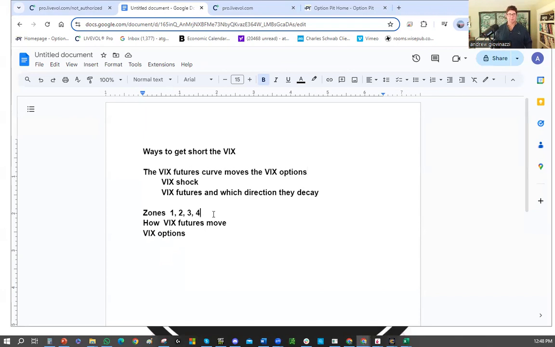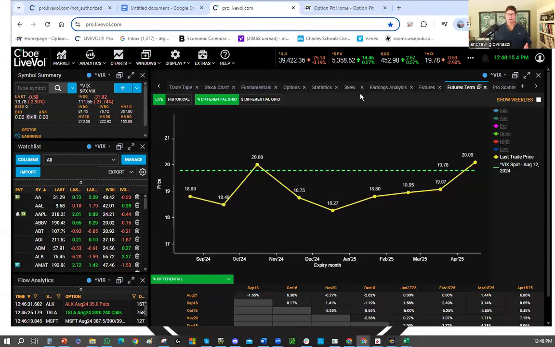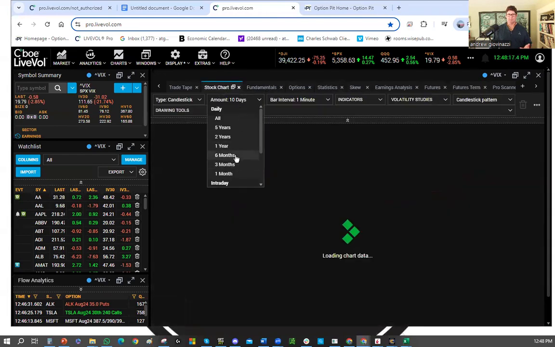So again, zones 1, 2, 3, 4. When we covered this before, why VIX zones? Well, if you look at, let's say, a one-year history of VIX.